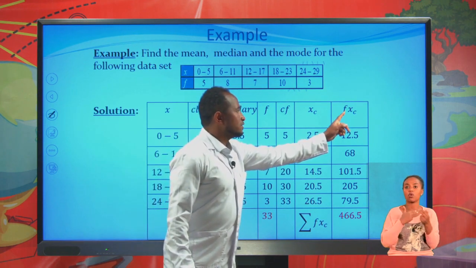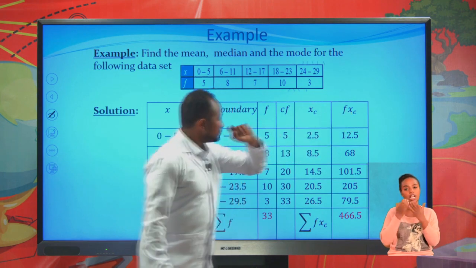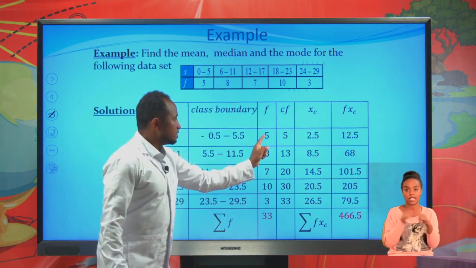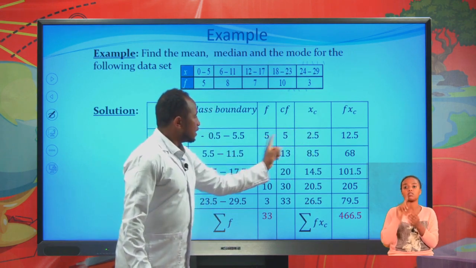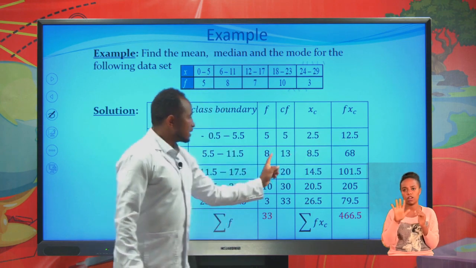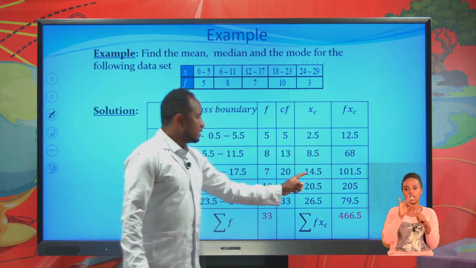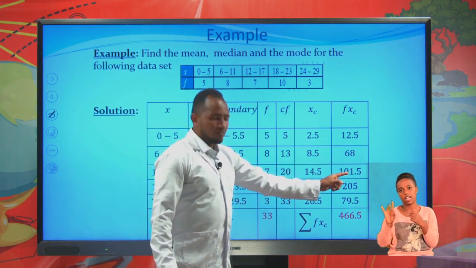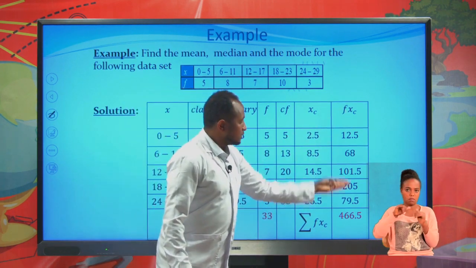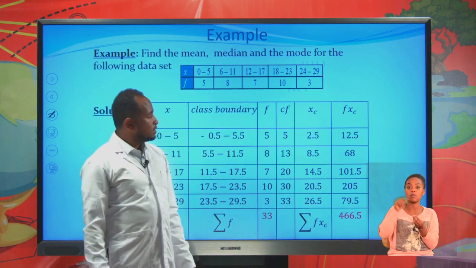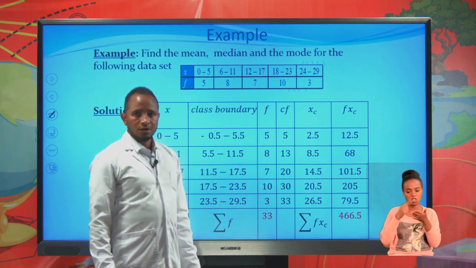the product of the frequency of each class with its corresponding class midpoint. So first, for the first class, the frequency is 5 and its corresponding class midpoint is 2.5. The product of the two, you get 12.5. For the second class, 8 times 8.5, 68. For the third class, 7 times 14.5, 101.5, and so on. Do the same for the rest. And when you add these, you get 466.5. Please check the numerical value of this at the end of the lecture.